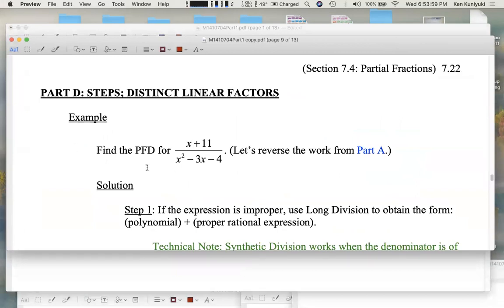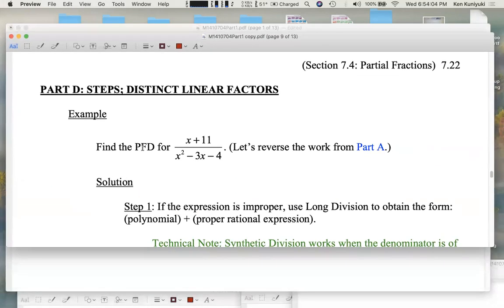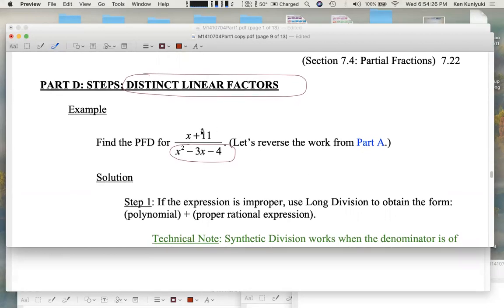Example, find the PFD, which is the partial fraction decomposition, and that's PFD, not PDF. Find the PFD for this big ugly fraction. Actually, this is the easier case because this denominator factors very nicely. We get distinct linear factors, which is the easiest case. Another reason why this example is actually pretty good is that this is a proper rational expression, meaning that it's bottom heavy by degree.